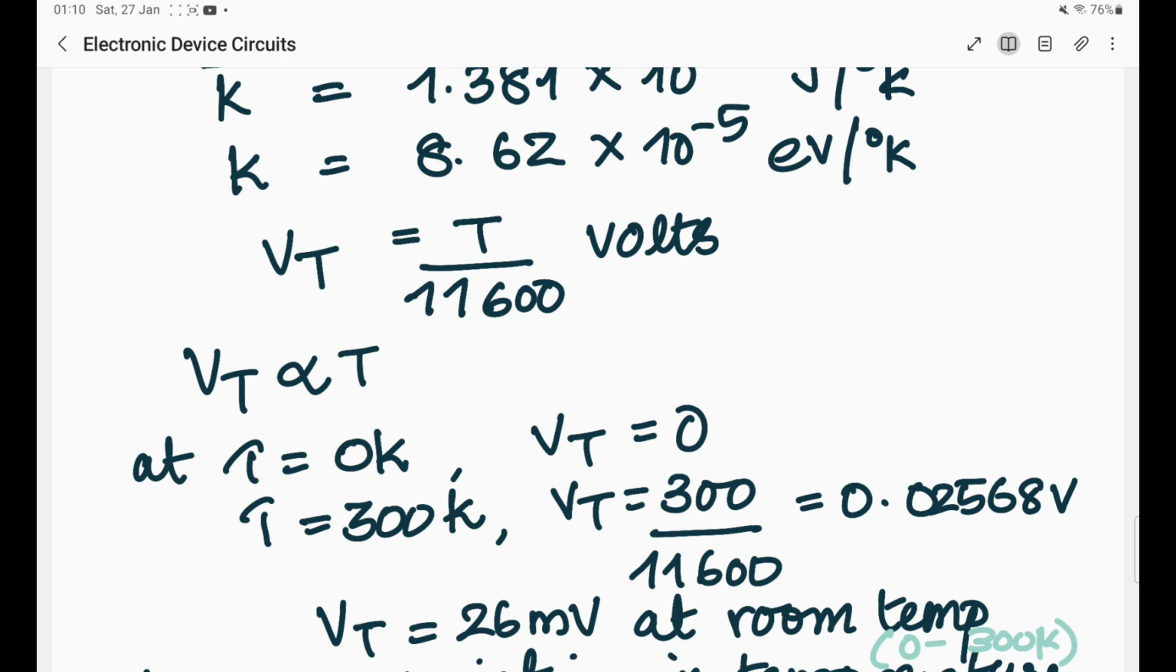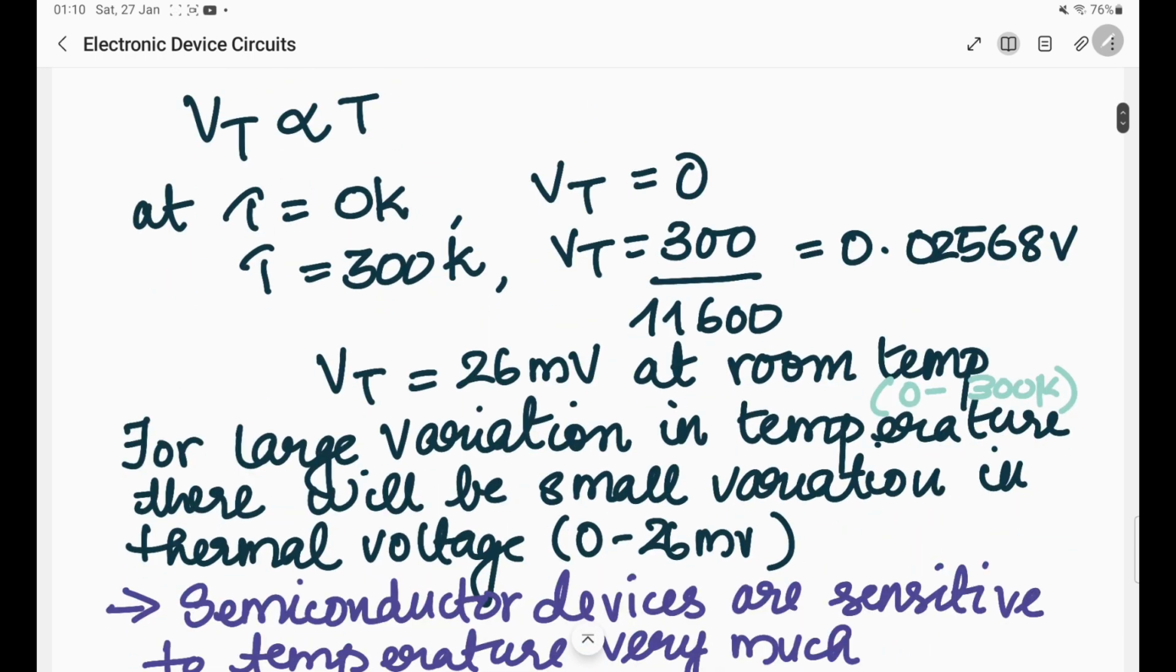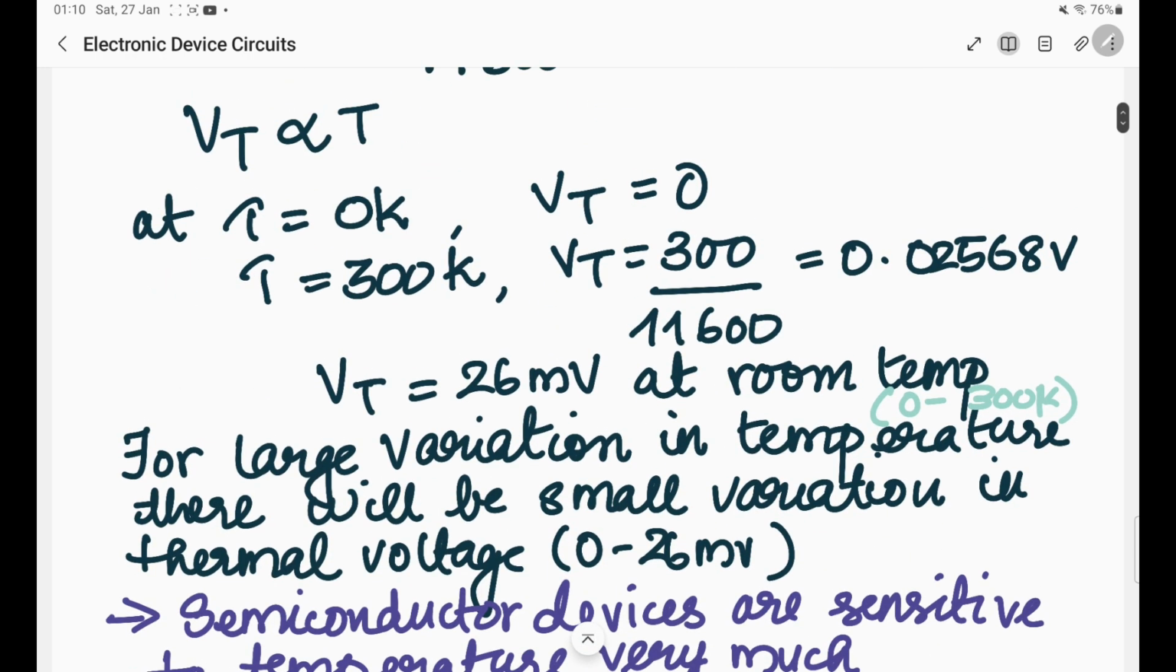Vt is equal to 300 by 11,600, which is equal to 0.025685 volt, which we are rounding off and can write as 26 milliwatt at room temperature. So for a large variation in temperature, around 0 to 300 Kelvin, there will be a small variation in thermal voltage. When temperature increases from 0 to 300 Kelvin, the thermal voltage will increase from 0 to 26 milliwatt.